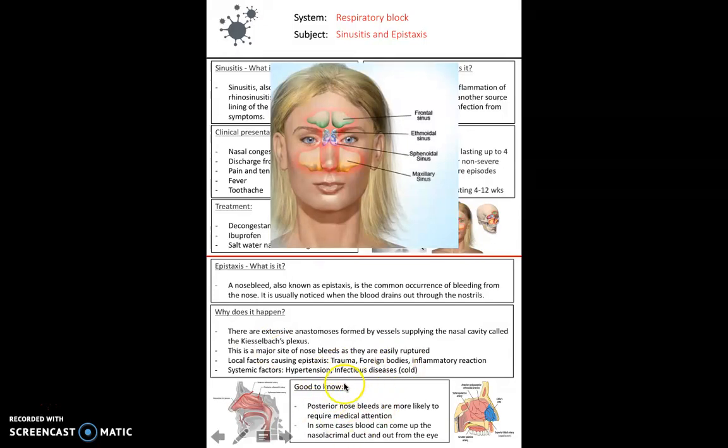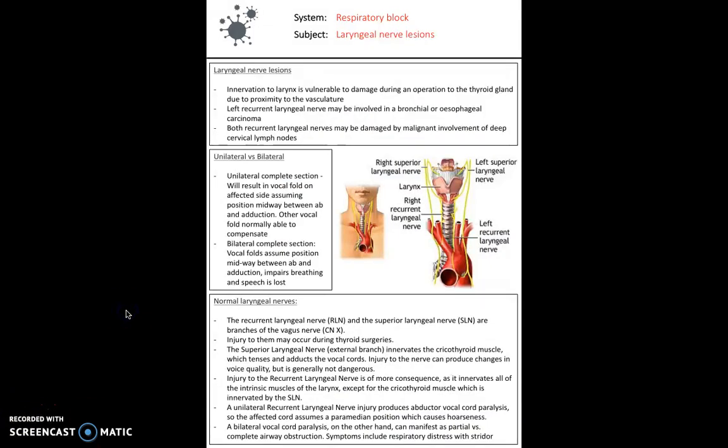One thing we were not taught about, but it's good to know, is that posterior nosebleeds are more likely to require medical attention, and in some cases blood can come up to the eye through the nasolacrimal duct. So moving on, we learned quite a lot about the larynx, and essentially, in order to understand the nerve lesions to the larynx, you need to understand the innervation in the first place.